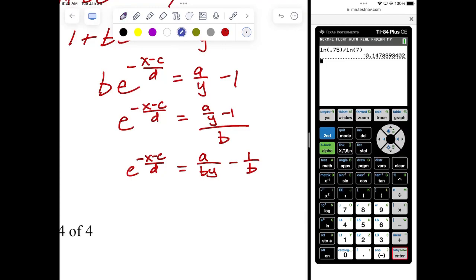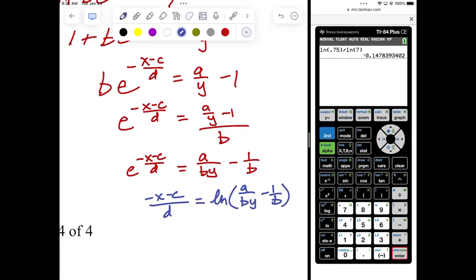Here's the new skill that we learned in this section. How do we un-e both sides? Natural log. So I get negative x minus c all over d equals the natural log of the quantity a over by minus 1 over b. I'm getting there. Persistence will pay off. Now what?